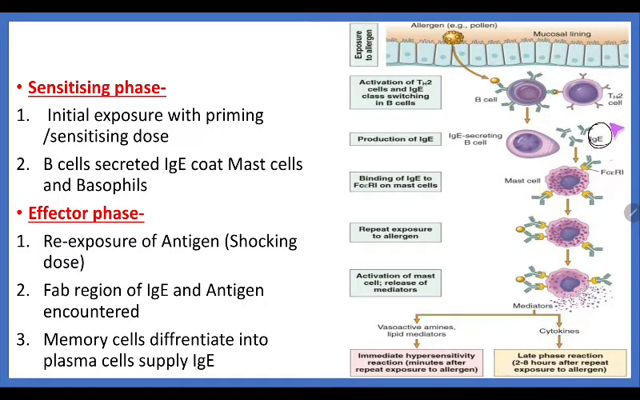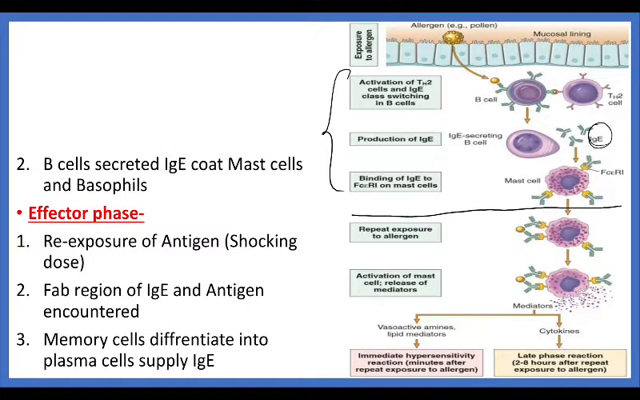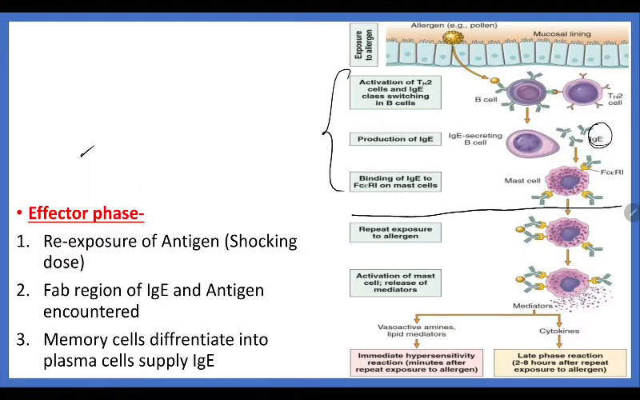We know IgE is the important antibody in type 1 hypersensitivity. This IgE will go sit or coat on the mast cell as well as basophils. This is all about the sensitizing phase, that is, initial exposure with priming or sensitizing dose of antigen. Then the B cell, basically the plasma cell, will be secreting the IgE. This is all about the first phase. Here the IgE has coated the mast cell and the basophils.